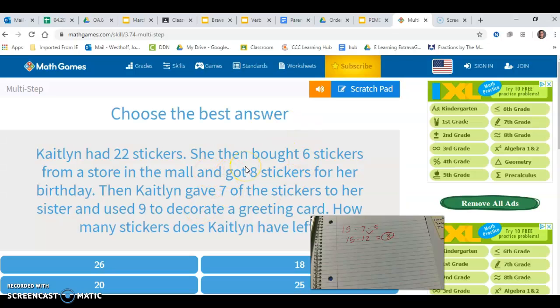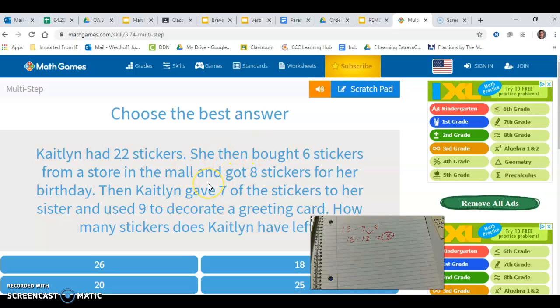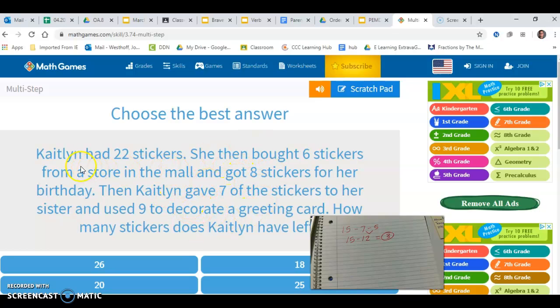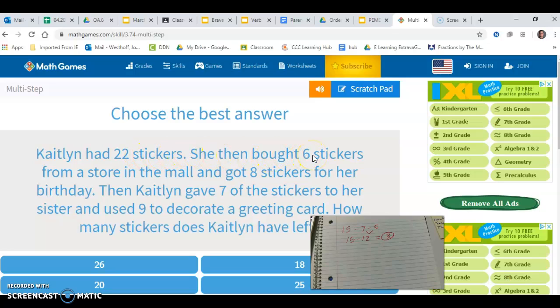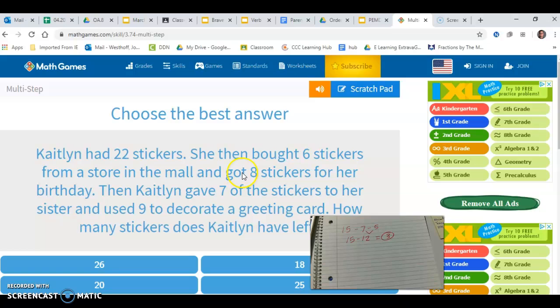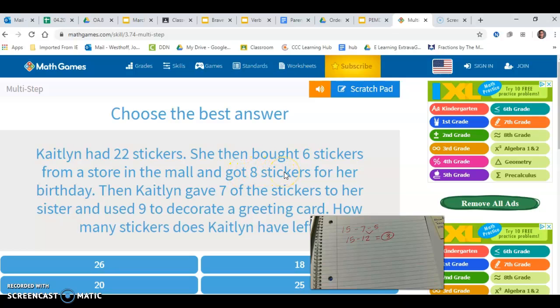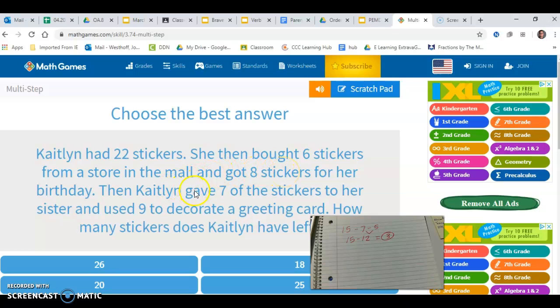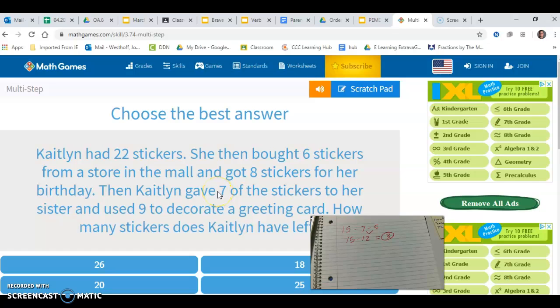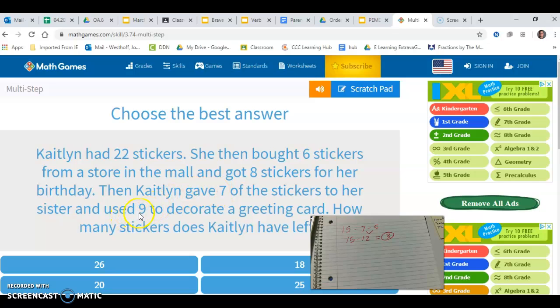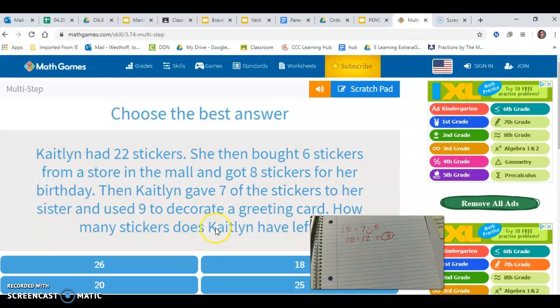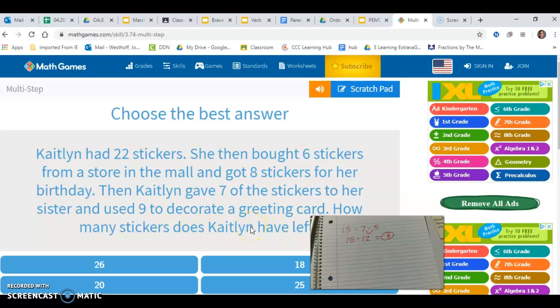Here we go. You're going to go click on the site and you're going to work on this also. Look at this next one. Kaylin had 22 stickers. She bought 6 plus 6. She got 8 for her birthday plus 8. Then she gave 7 minus 7. Used 9 minus 9. How many stickers does Kaylin have left? Notice you will not be able to do that in your head, so please, please, please use paper and pencil. Good luck.